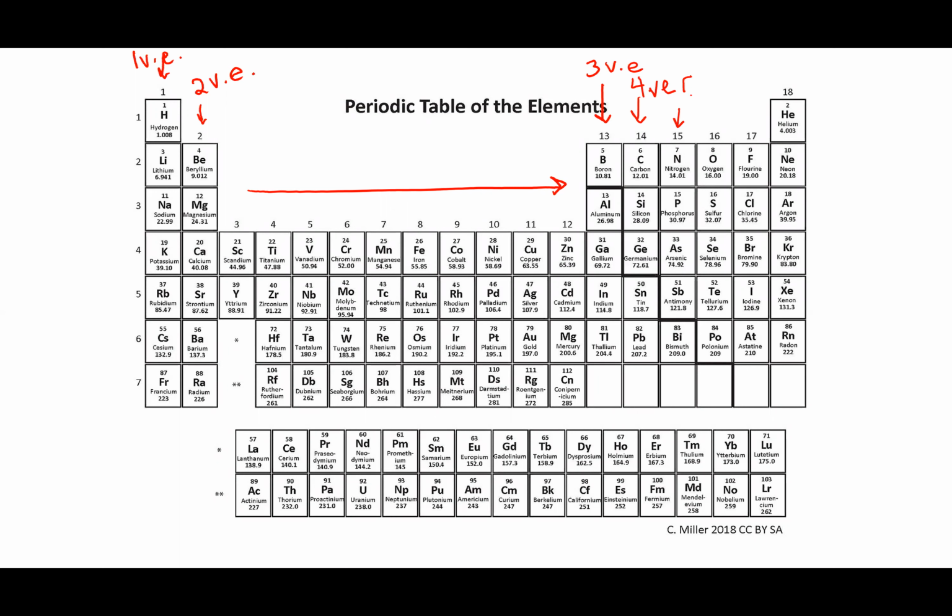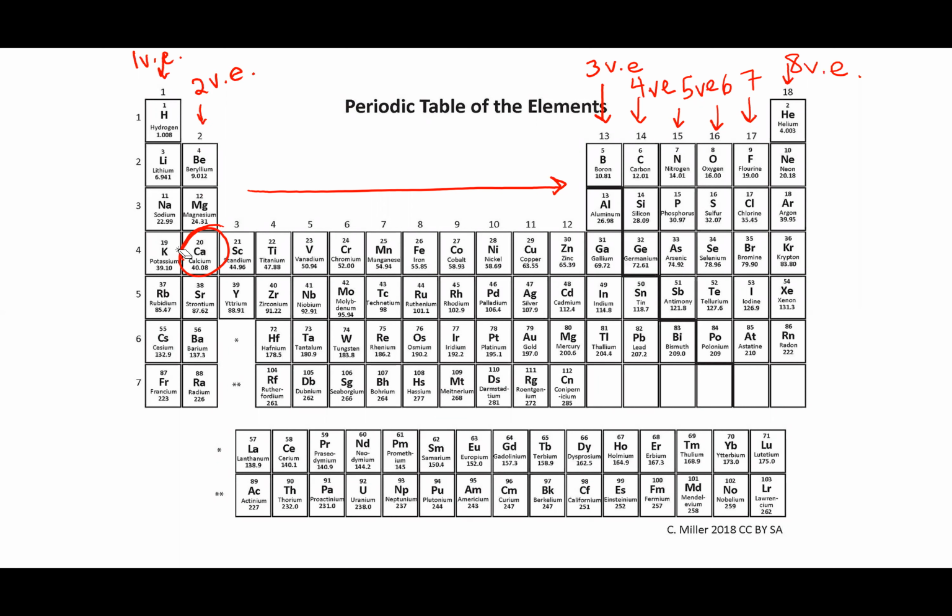This group has 5 valence electrons. This group has 6, and so forth. 7. And the noble gases, the last column, have 8 valence electrons. For instance, let's say you're talking about calcium and I want to know how many valence electrons there are. Well, calcium's in that second column, so it must have 2 valence electrons.